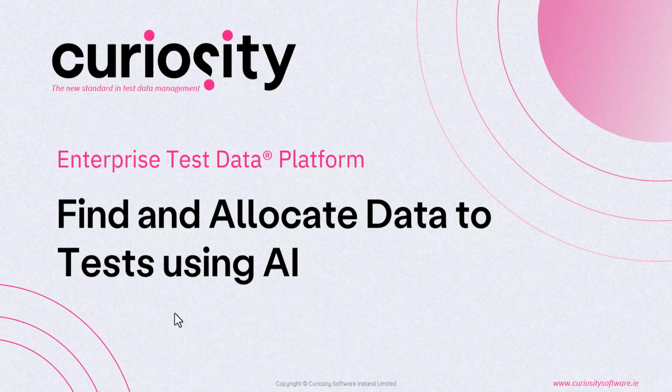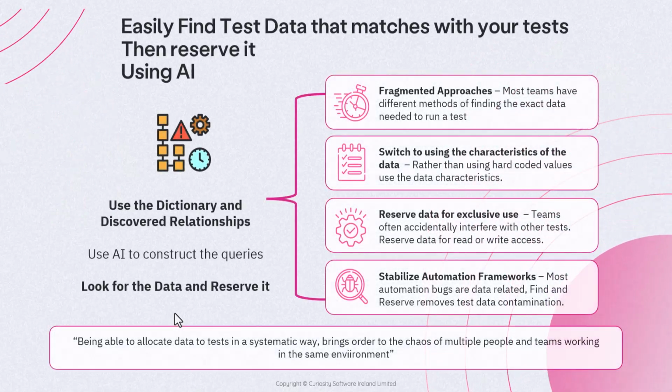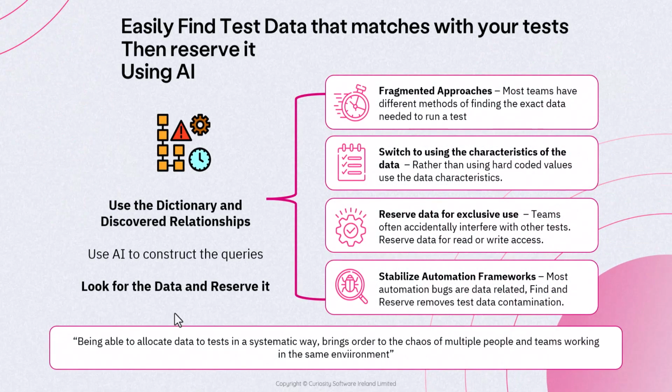Find and allocate data to tests using AI. So you can easily find test data that matches with your tests. Once you've found it, you can reserve it, and you can accelerate the whole process using AI. It's founded on our metadata dictionary and any discovered relationships. You can use AI to construct the queries, and then we will go off and reserve it.